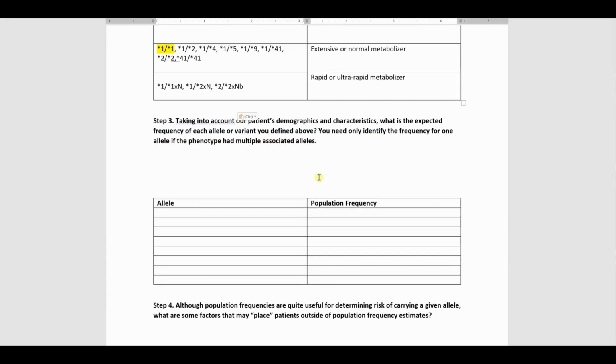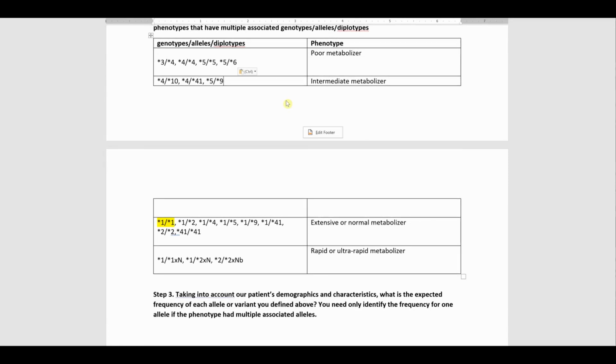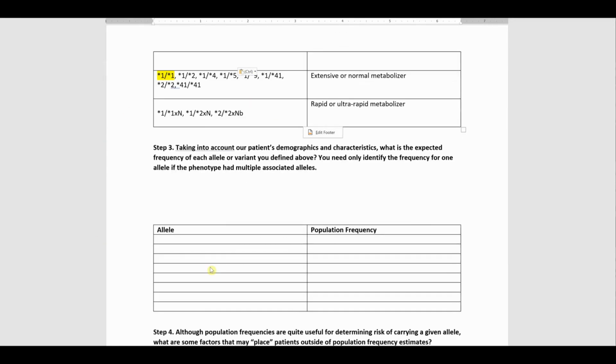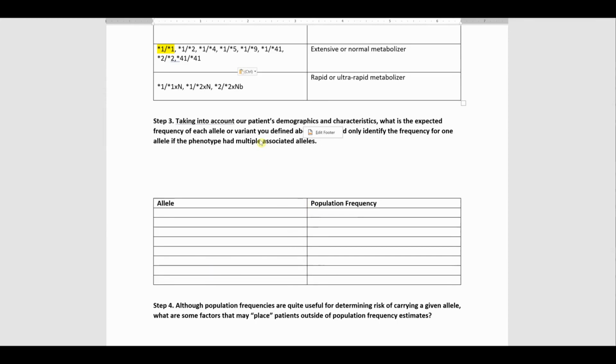Okay, so on our journey to make a pharmacogenetic assessment of this patient, we're at step 3. So now taking into account our patient's demographics and characteristics, what is the expected frequency of each allele variant you defined above? So this is why I didn't want you to put 100 different genotypes in here, because it would be impossible to deal with. Instead, I really just wanted you to look at the main genotypes, if that's what you ended up putting in your table, but at least look at some genotype frequencies. So you need to identify the frequency for one allele if the phenotype has multiple associated alleles. So let's see how I did that.